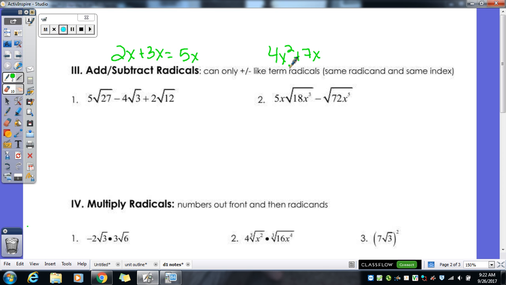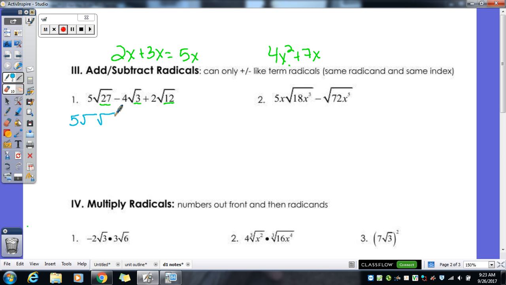You can only add them if they have the same radicand, which again, remember, that's your number underneath the radical. So if we look at our first example, we have a 27, a 3, and a 12. I can't add those yet because those are not the same. They need to be the same in order to add them. So what we need to do is some simplifying. So let's simplify our 5 radical 27 first.